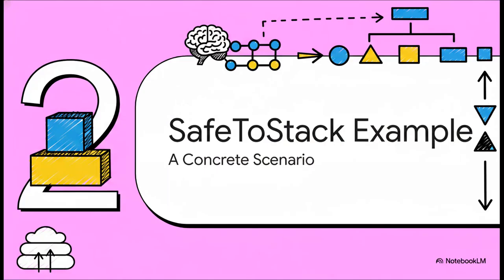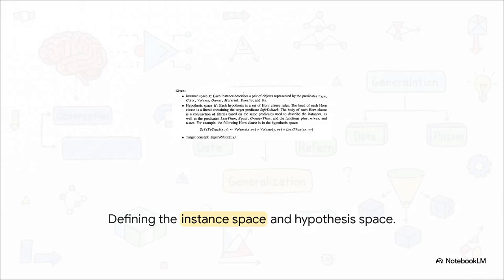Moving right along to Section 2, let's look at the safe-to-stack example. Let's ground all this theory in a real, highly testable scenario. First, we have to define our instance space. We use predicates, things like volume and density, and we define our target concept, which in this case is safe-to-stack. We're looking at a hypothesis space that's entirely made up of Horn-clause rules.